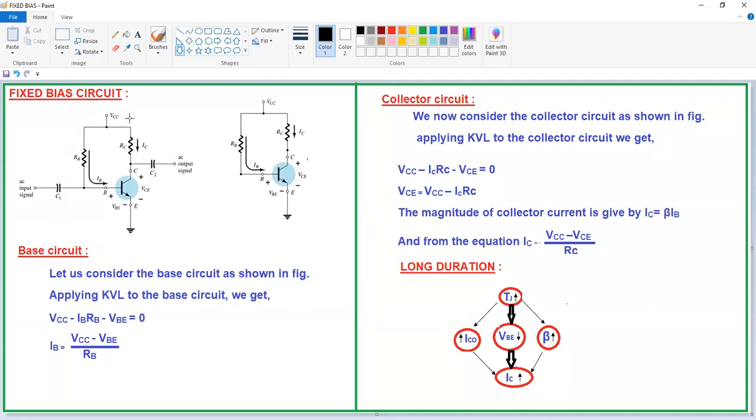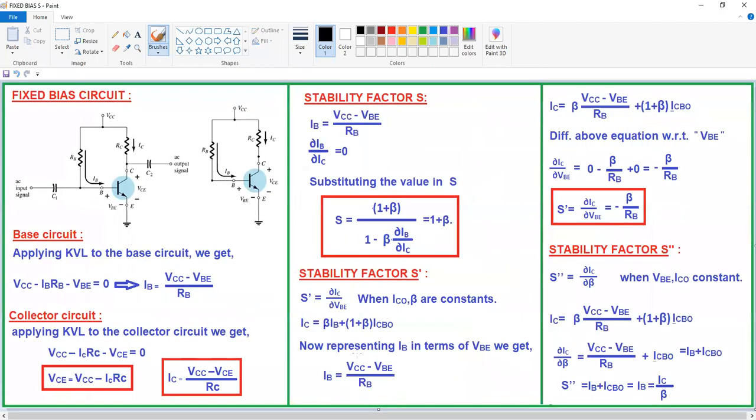Then what is the stability factor in this case? What is the stability factor? Now here, the stability factor S. Stability factor S is given by 1 plus beta by 1 minus beta into dou IB by dou IC. This is the equation for stability factor.